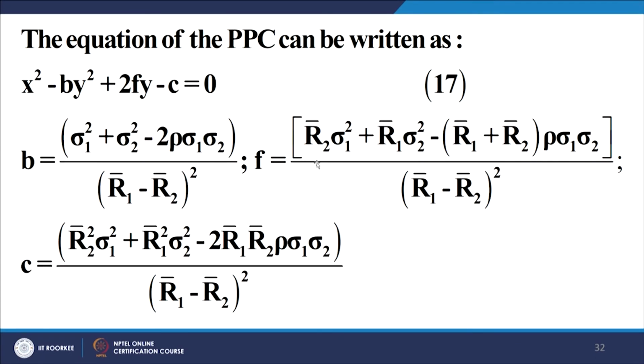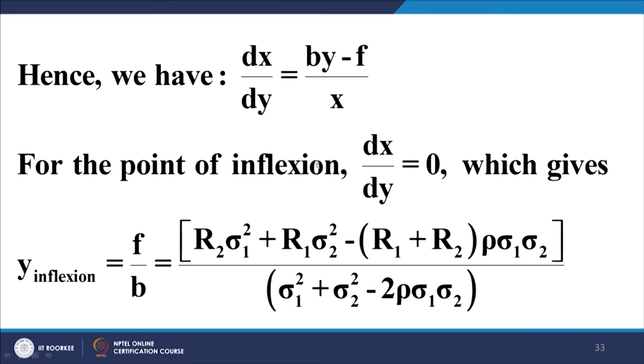What we do is we assume that the equation of the portfolio possibilities curve can be represented as x square minus b y square plus f y minus c. This was equation 17, you may recall, where the b, f and c have the respective values shown in the slide. Now, for inflection, what do we have? We have dx upon dy equal to 0, because at the point of inflection the straight line through the point of inflection will be parallel to the y axis.